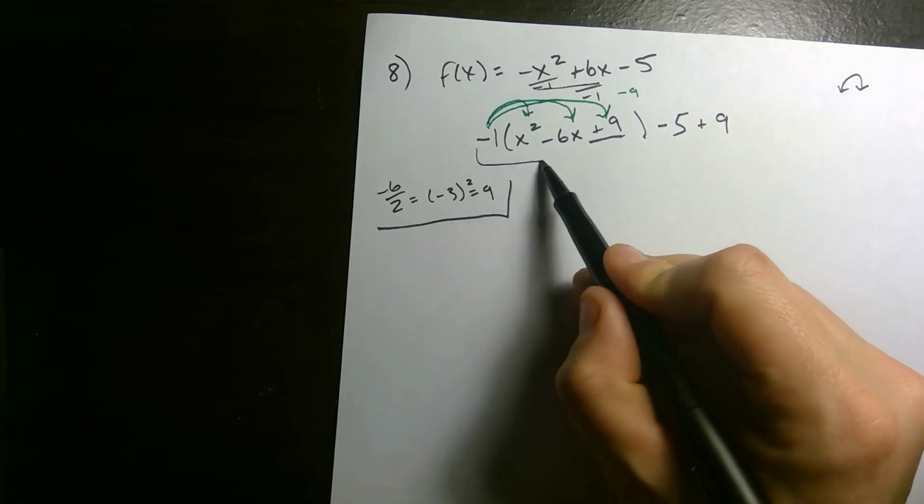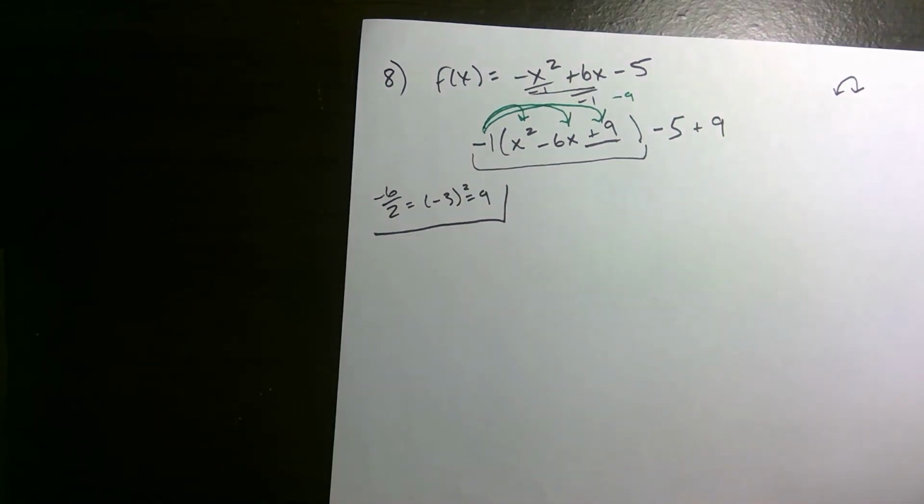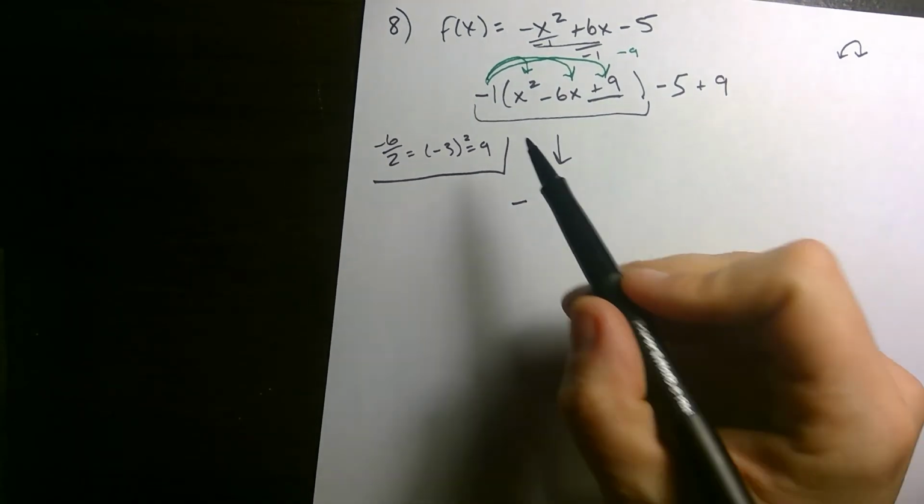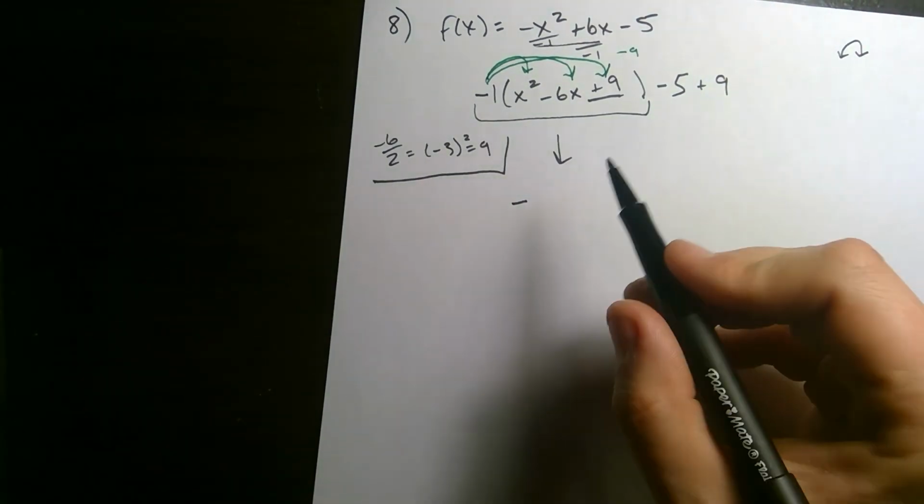Now, this piece is going to be my perfect square trinomial. And so I'm going to come down and I'm going to say, okay, my negative sign has to be there. I don't need the 1 anymore. I really didn't need it to begin with. I just wanted to show you.